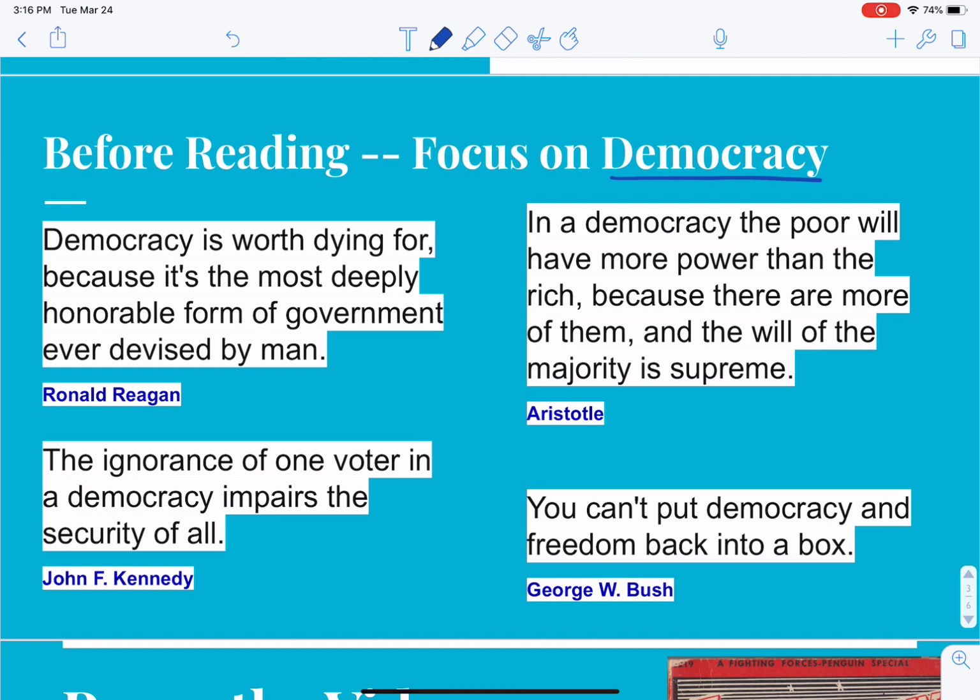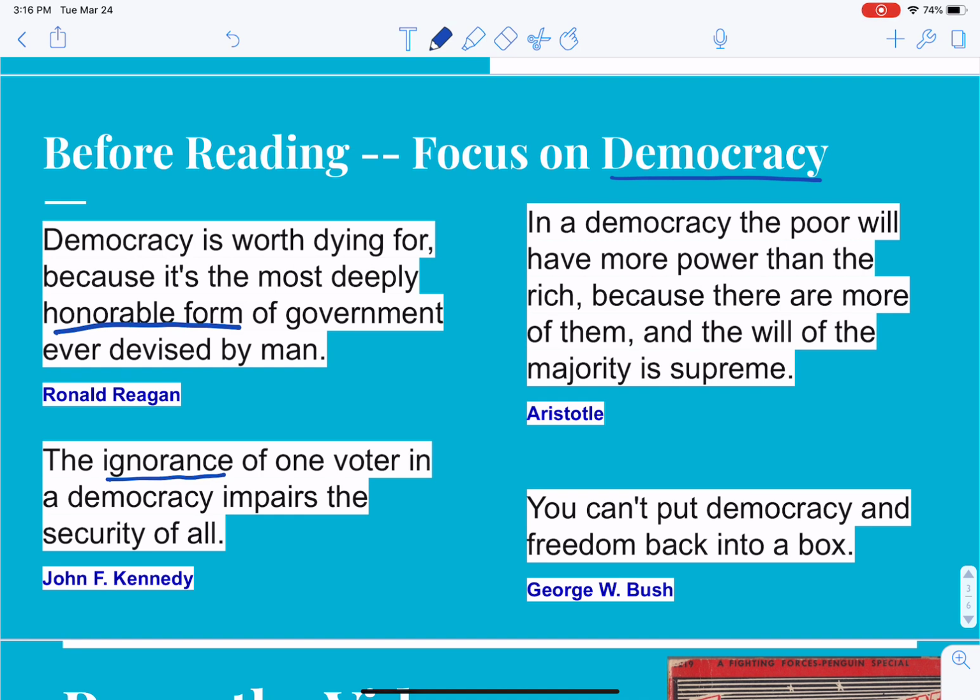Ronald Reagan says, democracy is worth dying for because it is the most deeply honorable form of government ever devised by man. So what makes democracy honorable? John F. Kennedy said, the ignorance of one voter, so the lack of intelligence of a voter, in a democracy impairs the security of all. So if you don't know what's going on, it actually hurts people.